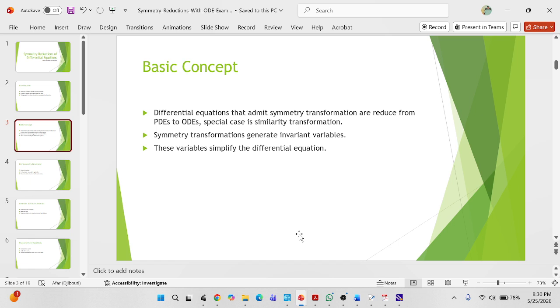Symmetry transformations generate invariant variables, and those invariant variables are used to reduce the PDEs to ODEs, or in some cases they solve the given partial differential equations. What do these variables do? They simplify the equation, or they convert a PDE into an ODE.